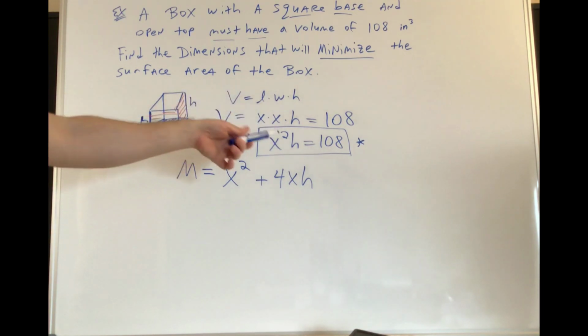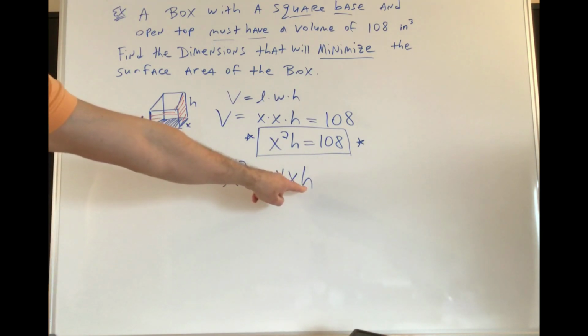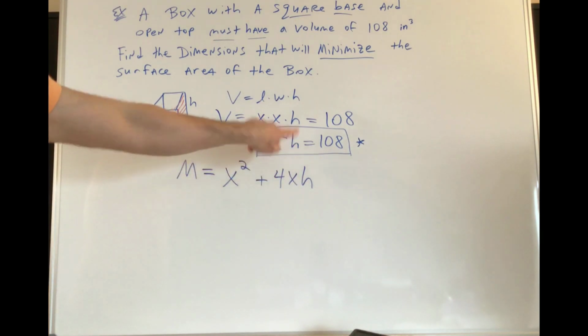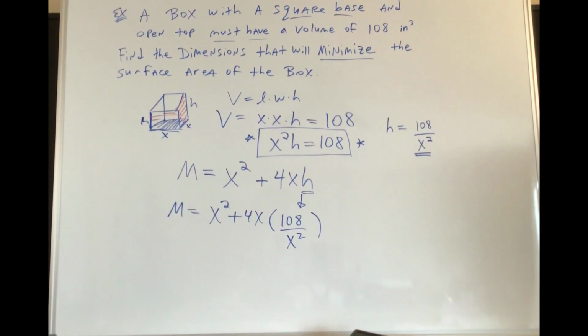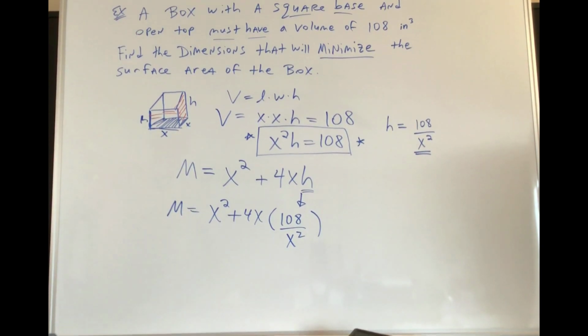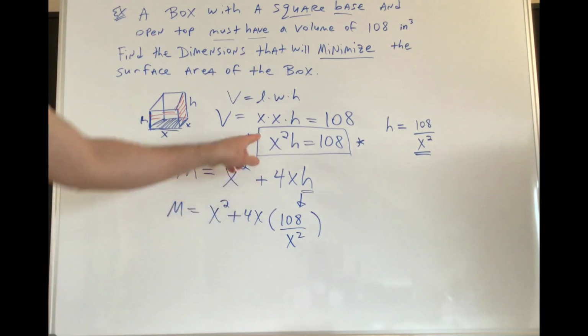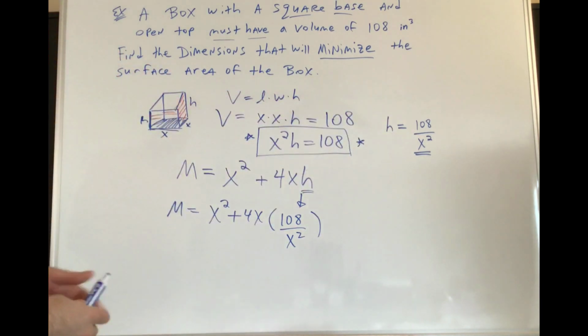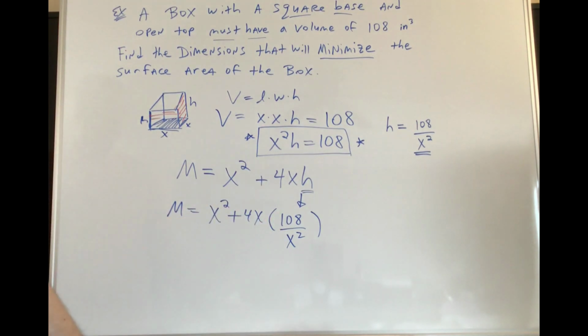You're going to solve for h. Look, there's only one h here. There's only one h, you've got to get rid of it. So you're going to solve that one for h and plug it in. I'm going to do this on the side. This lesson is going to be ridiculously long because of this one example. I solve for h. How? Divide both sides by x squared. Now take this h and put 108 over x squared in there.